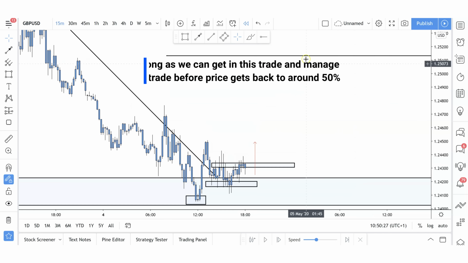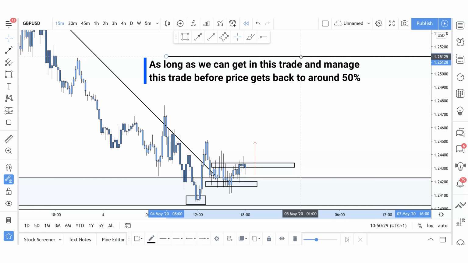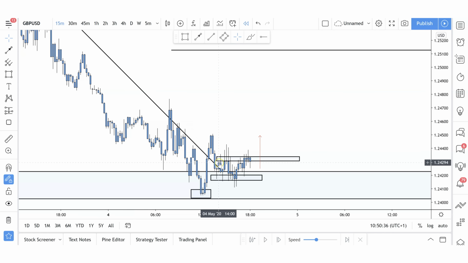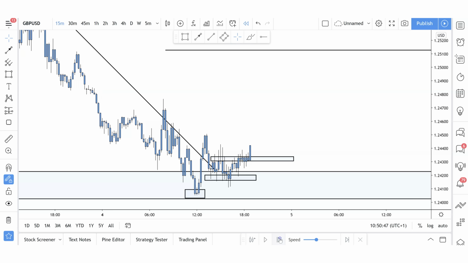As long as we can get in this trade and manage this trade before price gets back to around 50% of this whole push, then we should be good to go. Because if this is in actual fact a push phase, exhaustion, and a continuation on the 4H time frame, then we'll be in a good position to either manage this trade to break even, or at least win our trade. So let's continue to see what happens.